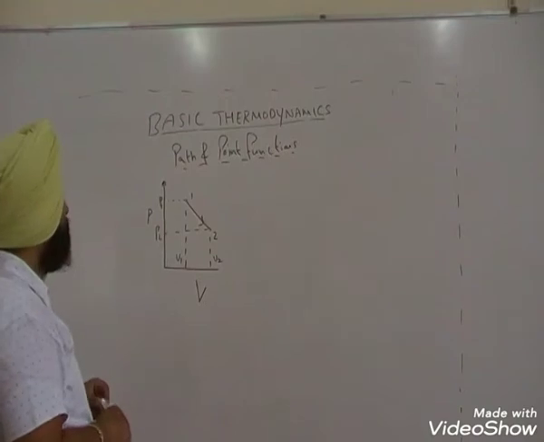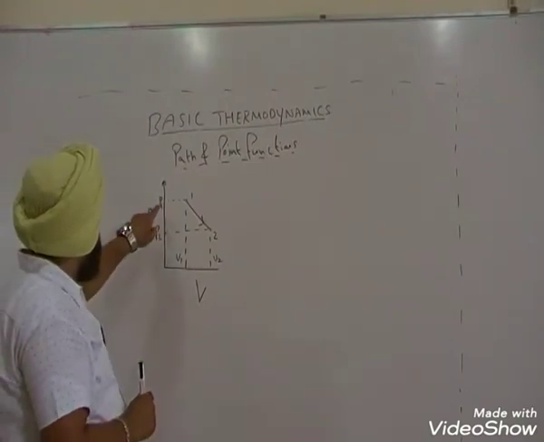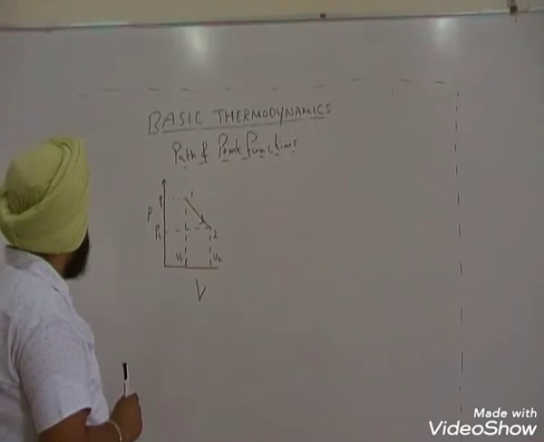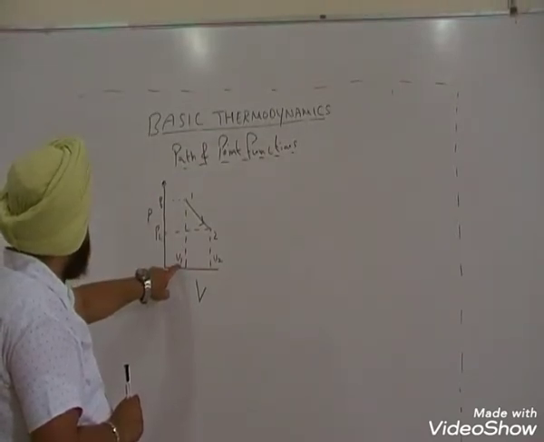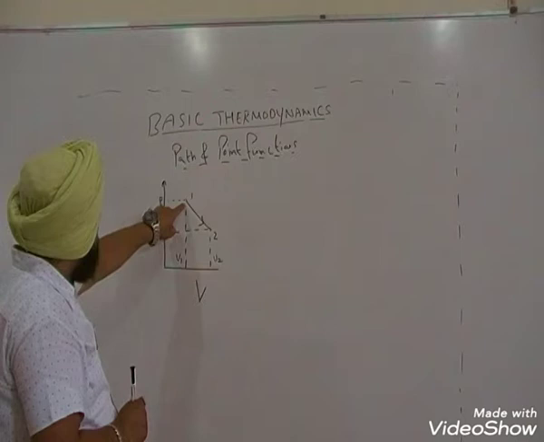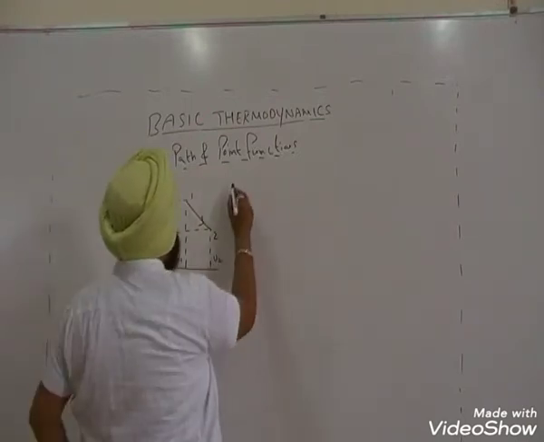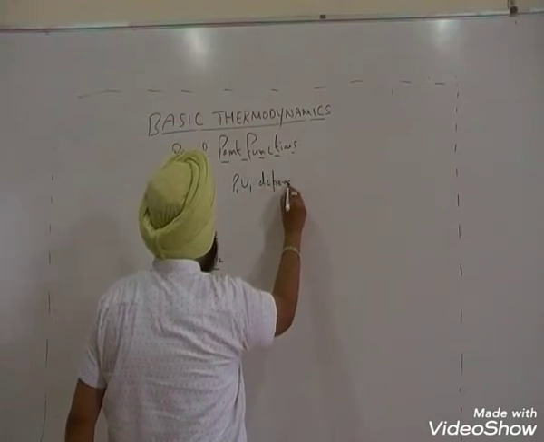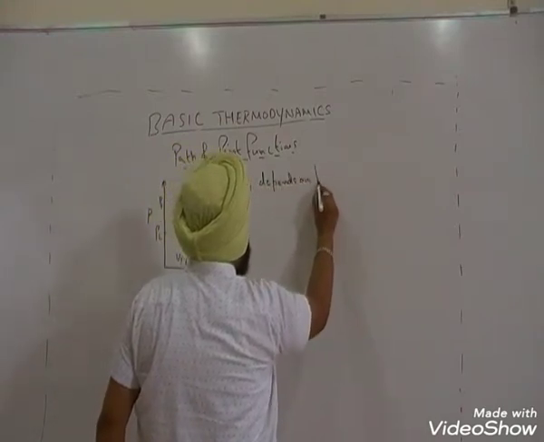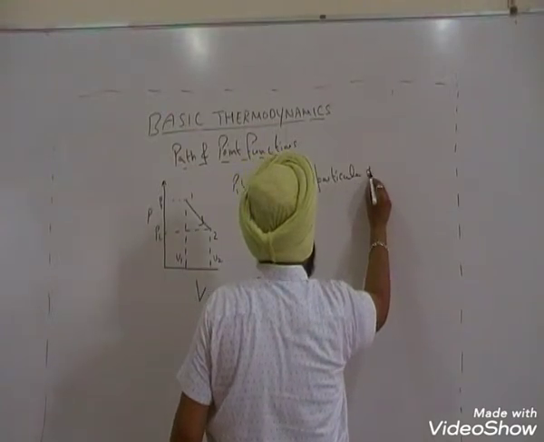First, what are point functions? Point functions means, on this pressure and volume diagram, the pressure P1 and the volume V1 depend on the particular state at point 1.